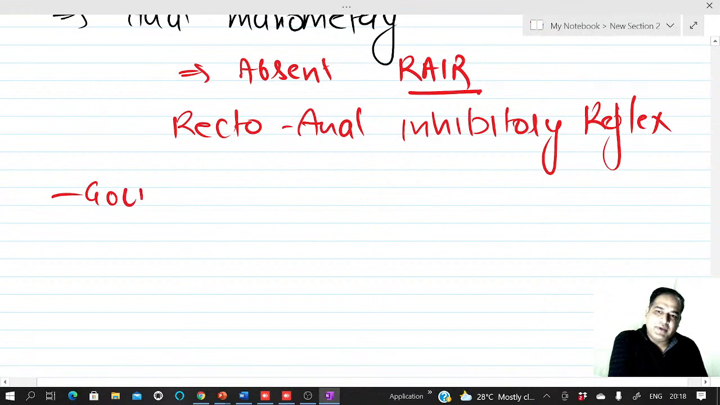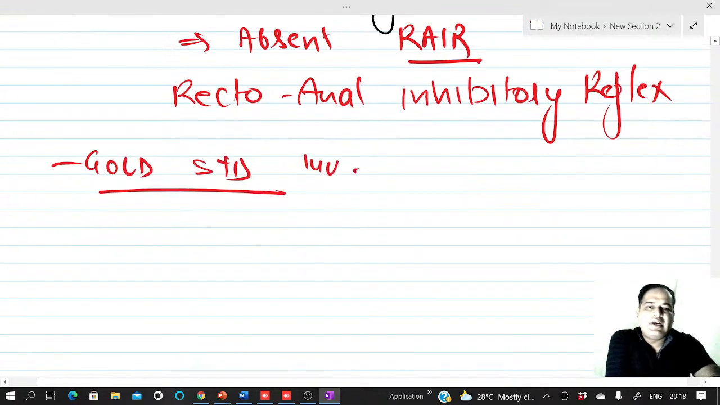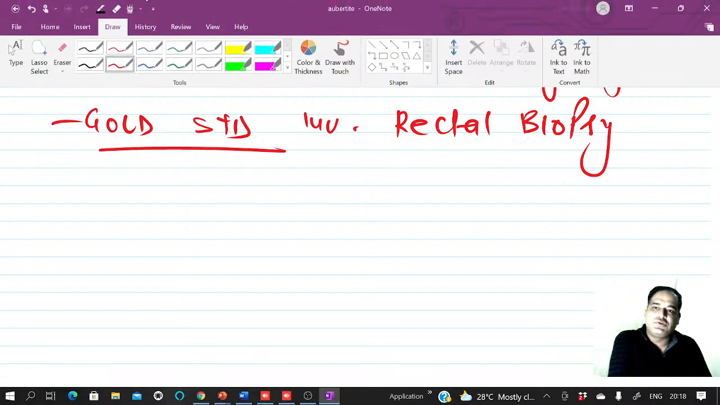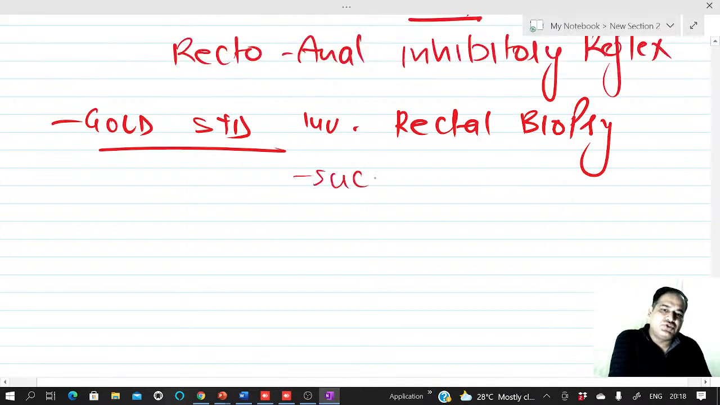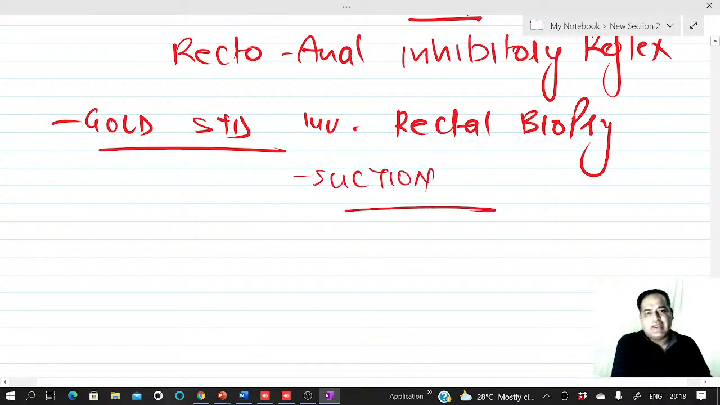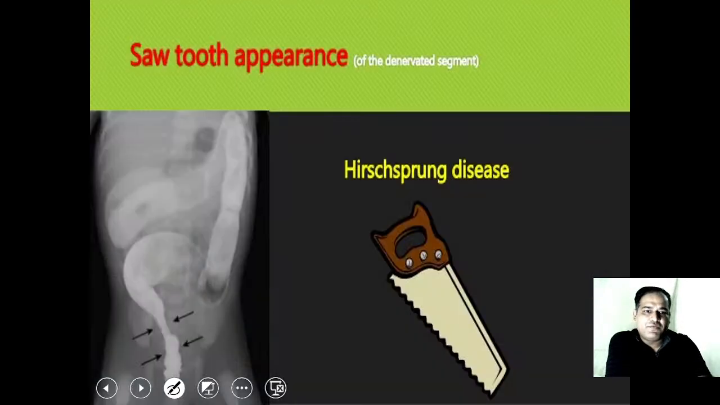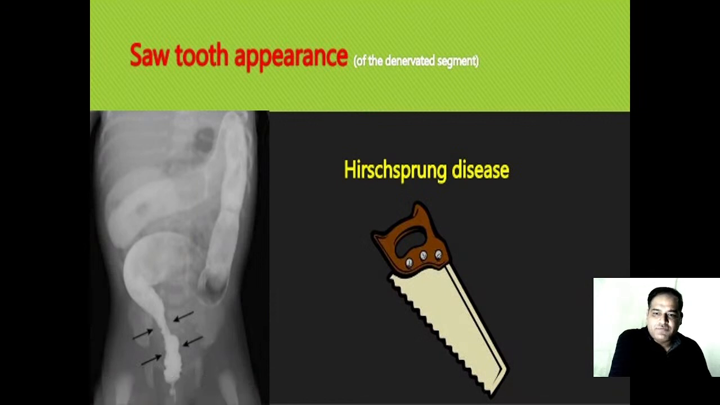Now in patients of Hirschsprung disease, the gold standard investigation is the rectal biopsy. We may also say that it is the suction biopsy. So, rectal biopsy done by suction method. Fine. That is the gold standard. We may also do conventional biopsy, but we prefer doing it by suction method. Fine.